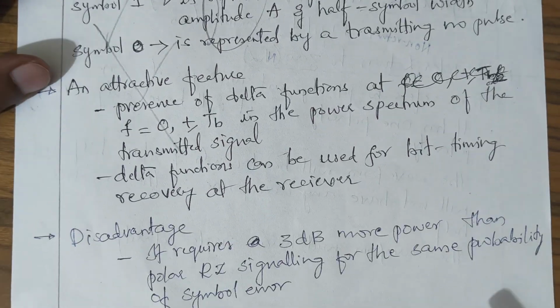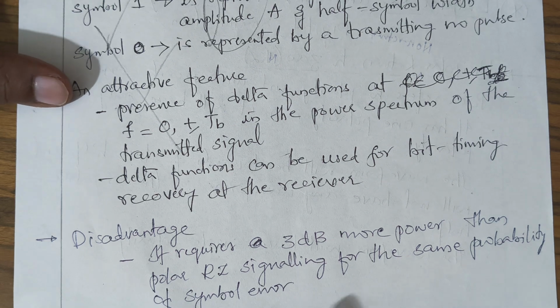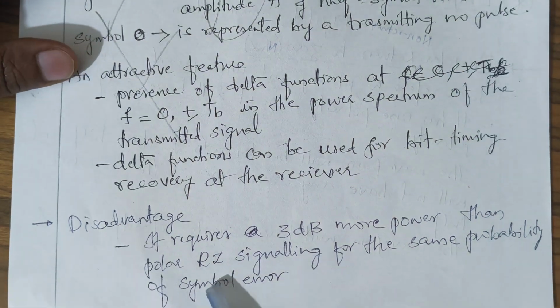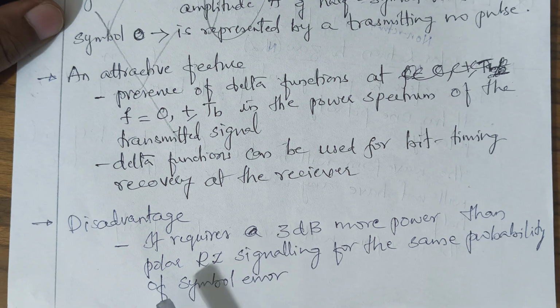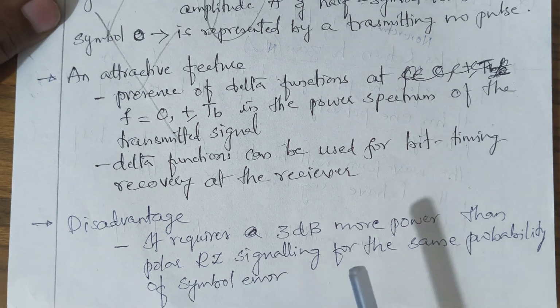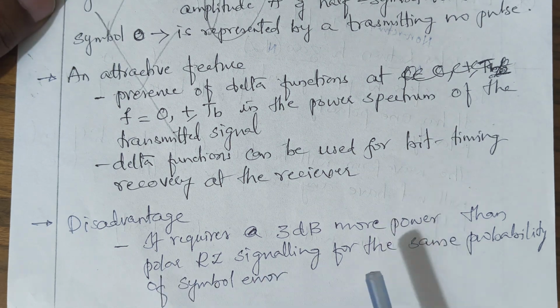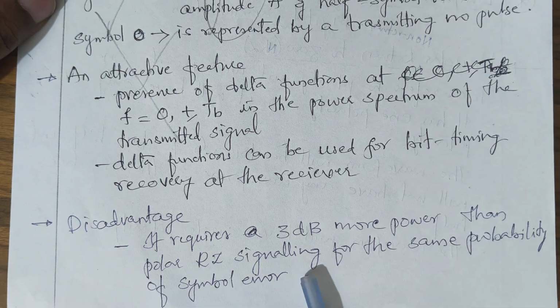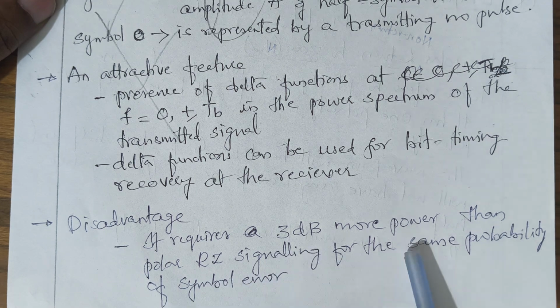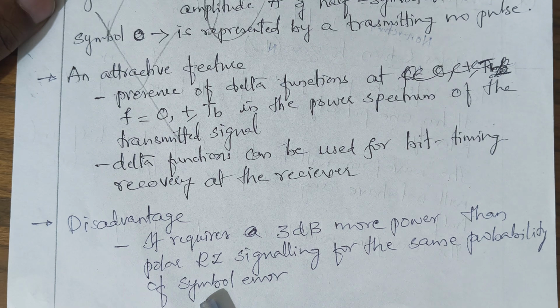And the disadvantage is that it requires 3 dB more power than the polar RZ. As we have seen, in unipolar NRZ also there was a wastage of power. Here also there will be a wastage of power, and it requires more power than the polar RZ signaling for the same probability of symbol error. That is, the probability of symbol error will be the same as that of the polar RZ, but it requires 3 dB more power than the polar RZ.